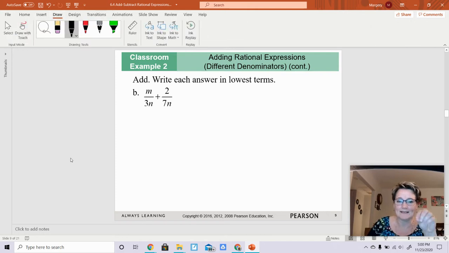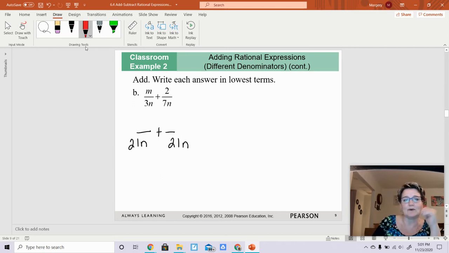Now, the next one, you've got to get a common denominator before you can add them together. So I'm going to get a common denominator right now. 3 and 7, just multiply them together. That's going to give you 21. They both have to have an n, and they both do. So they both have to have an n here.